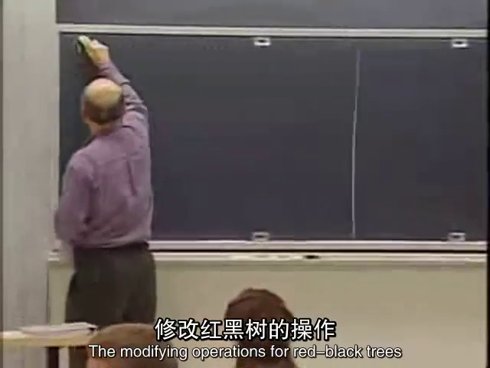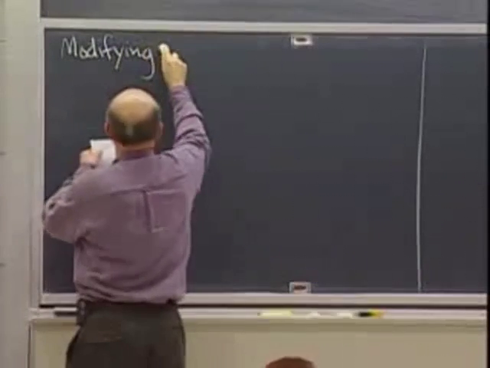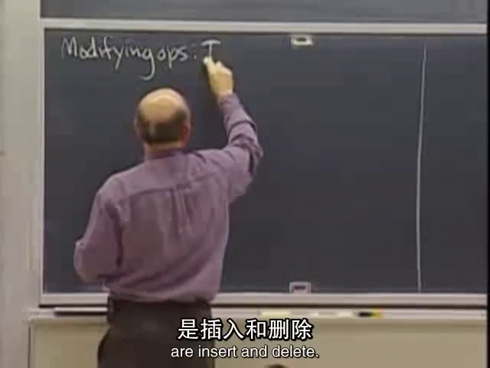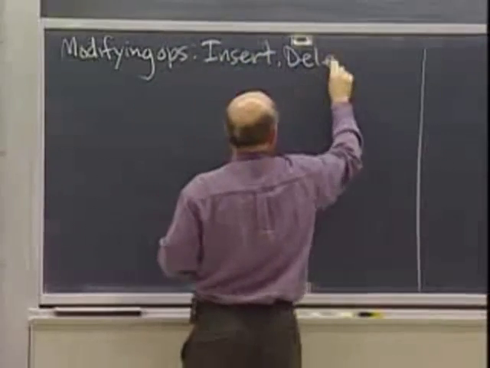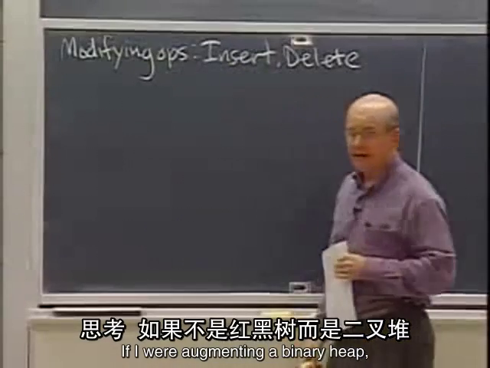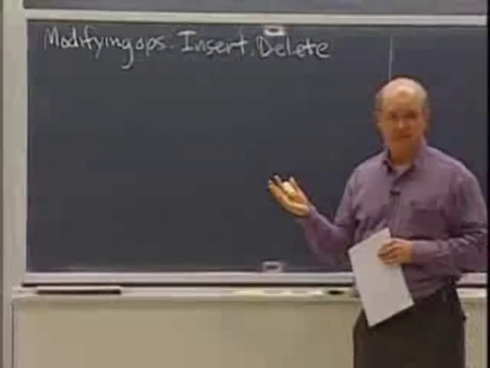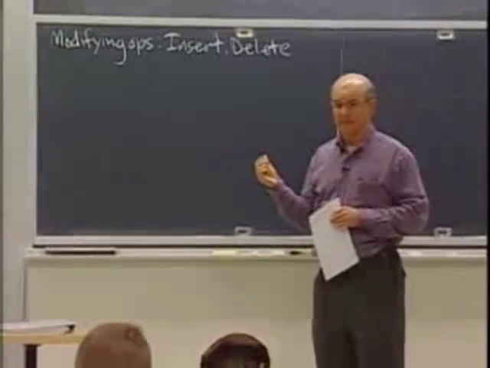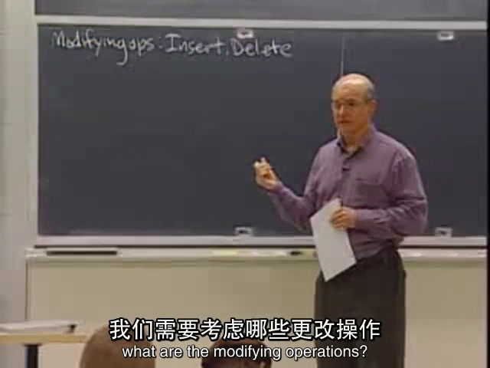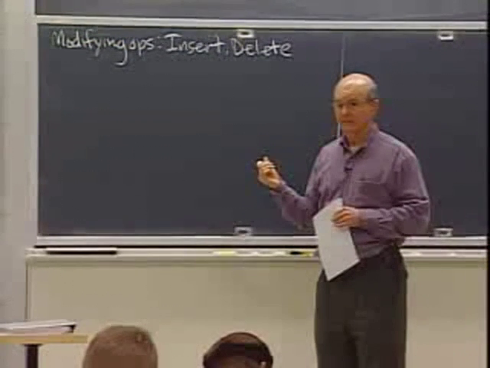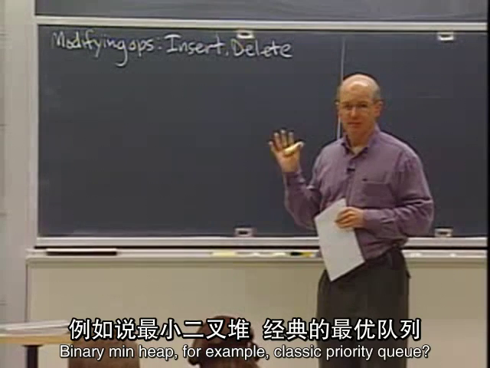So we have to look at what are the modifying operations and how do we maintain them. The modifying operations for red-black trees are insert and delete. If I were augmenting a binary heap, what operations would I have to worry about? If I were augmenting a heap, what are the modifying operations? Binary min heap, for example. Classic priority queue.